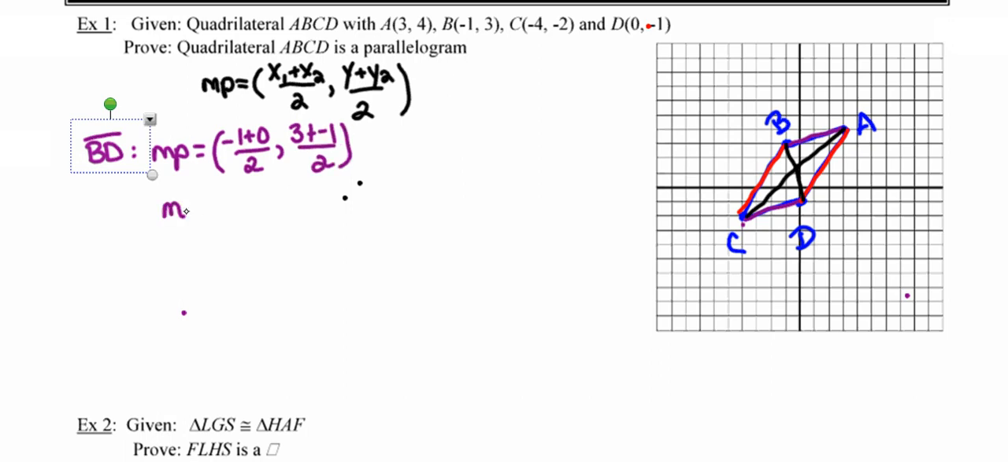And as a math teacher, I'm pretty good with the mental math. But if you're not, just take your calculator and plug these numbers into the calculator, and your calculator will give you a nice answer that you can feel good about. So for BD, I'm looking at a midpoint of -1/2. And now I have to go find the midpoint of the other diagonal, which is AC.